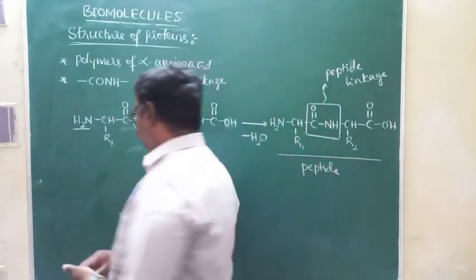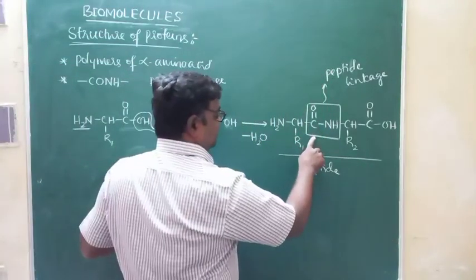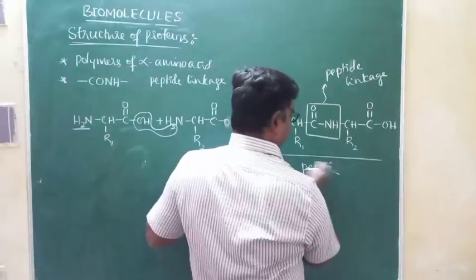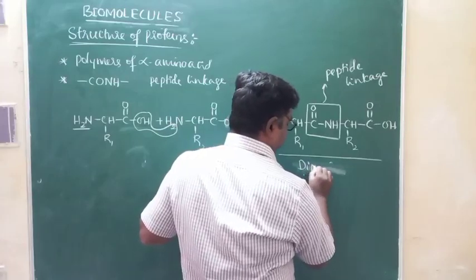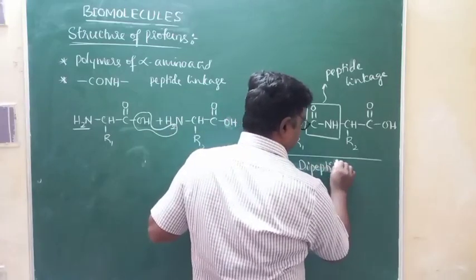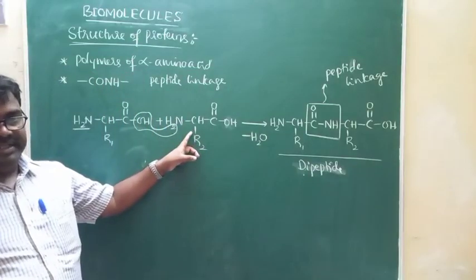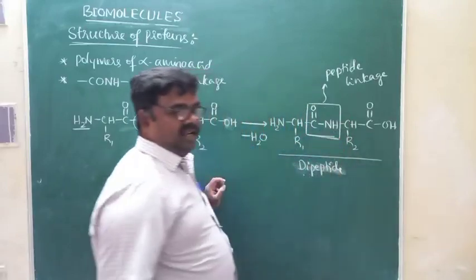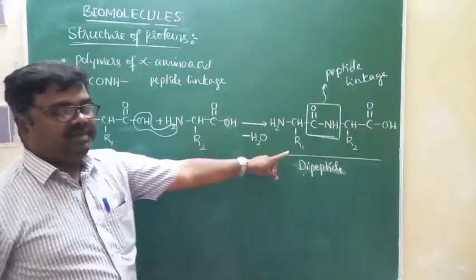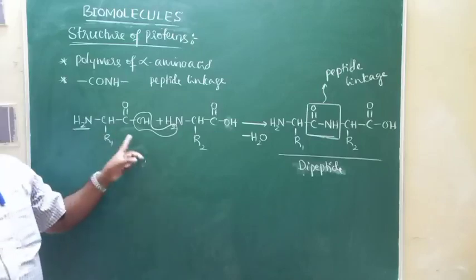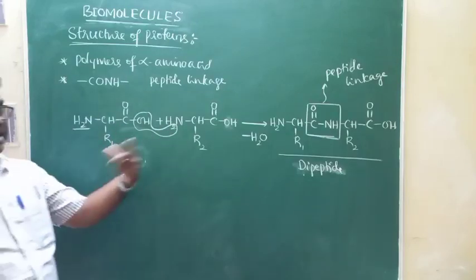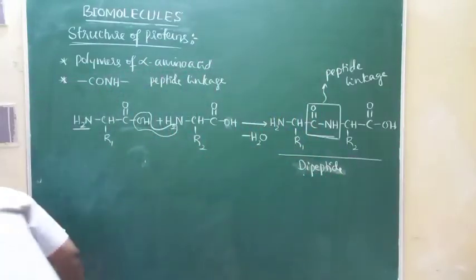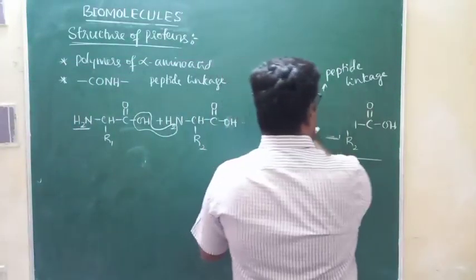Students, just observe. As far as the peptide that we have written in this particular discussion, this is a dipeptide, because this peptide is formed by the combination of two alpha amino acids. And this peptide is characterized by one peptide linkage. Now, just imagine, if this peptide is formed by the combination of three alpha amino acids, that results in the formation of a tripeptide that contains two peptide linkages. Let me show that also. Here it is.